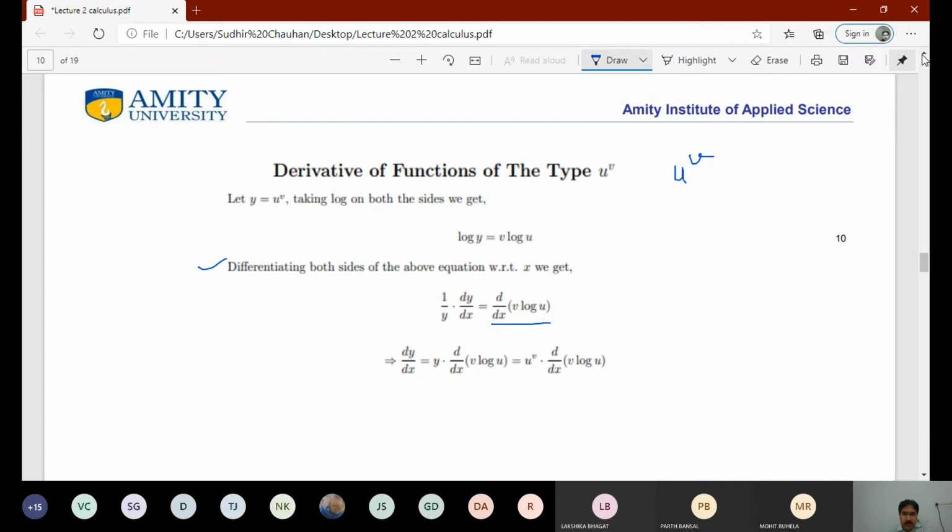So now dy by dx can be written as, by cross multiplication, this y can be shifted, and it is y into d by dx of v log u, and again we can put the value of y, that is u raised to power v, into d by dx of v log u. So in that case, if we get any function of this form, we'll differentiate like this, and we'll always get the answer in the form u raised to power v into d by dx of the original portion.